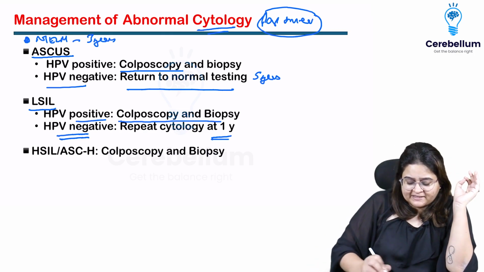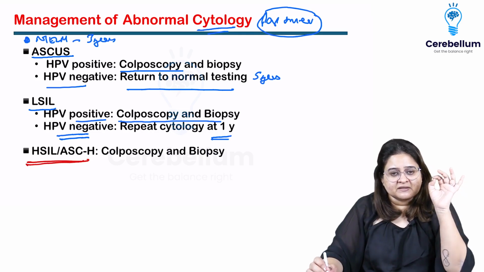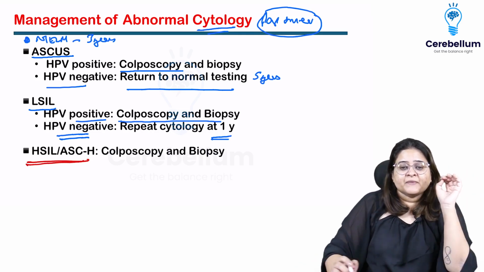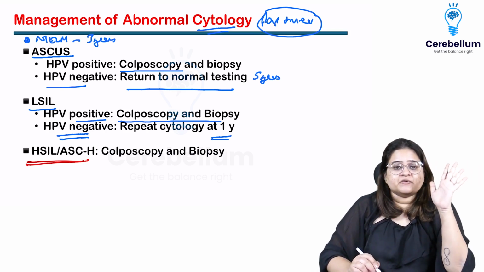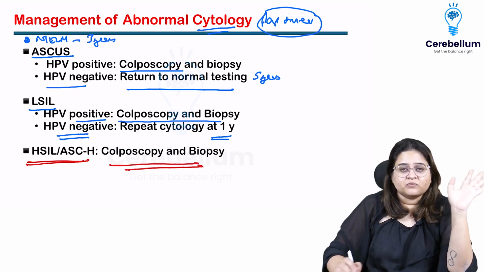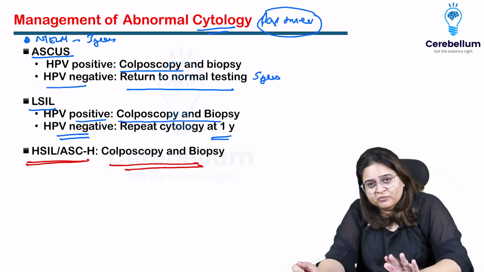But if it is HSIL or ASC-H, high-grade squamous intraepithelial lesion or atypical squamous cells of high grade, then you don't even need to do an HPV because it's come as high grade on the pap smear. Directly send her for a colposcopy and biopsy. So if it's HPV positive, you're doing a colposcopy biopsy.